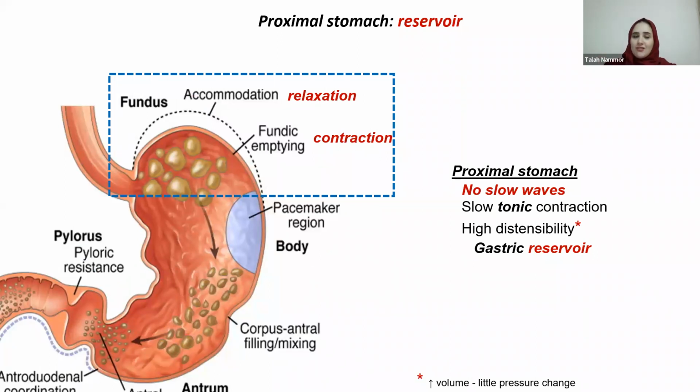How does it accommodate the food? It accommodates the food by, guys, and this is very important, tonic relaxation and tonic contraction. Okay, this is very, very important. It's stretching, that's the easy word, but technically it's a tonic relaxation. Why is it important that I'm telling you guys it's tonic? The word tonic means that it will maintain its tone. We're not gonna have any slow waves.